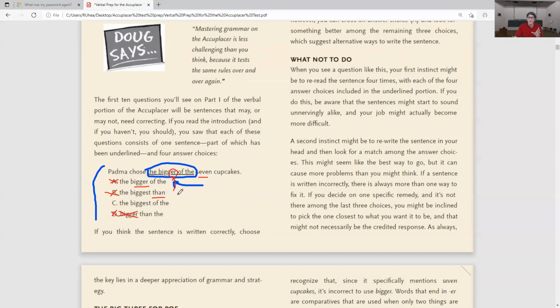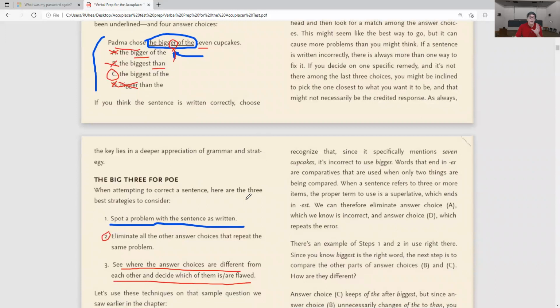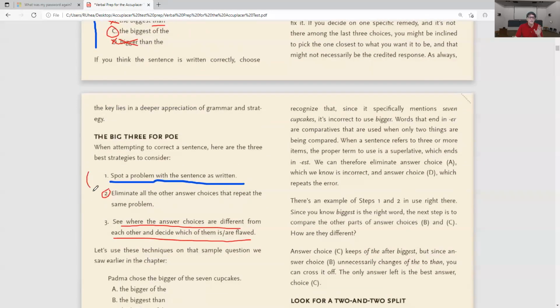And on the Accuplacer test, I can take as much time as I want. So I'm not worried too much about a time limit. So I'll go ahead and read C into the sentence to see if C is correct. Padma chose the biggest of the 7 cupcakes. I read that into the sentence, sounds very good. So I know the correct answer is C. So that is how to use the process of elimination for answering the test questions on the Accuplacer test. It works on many other tests also. And here's the 3-step process for using the process of elimination.